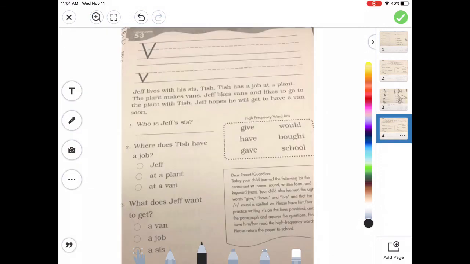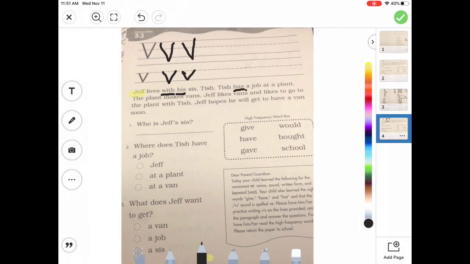All right, on the back, I just want you guys to practice writing your uppercase and lowercase v's, and then we're just going to quickly go through this passage and kind of read it. We're looking for some of those words that have that double F. So my first word says J-F, so Jeff. And then I'm going to mark some of my sight words in here. Lives with his sis, Tish. So Jeff lives with his sis Tish.